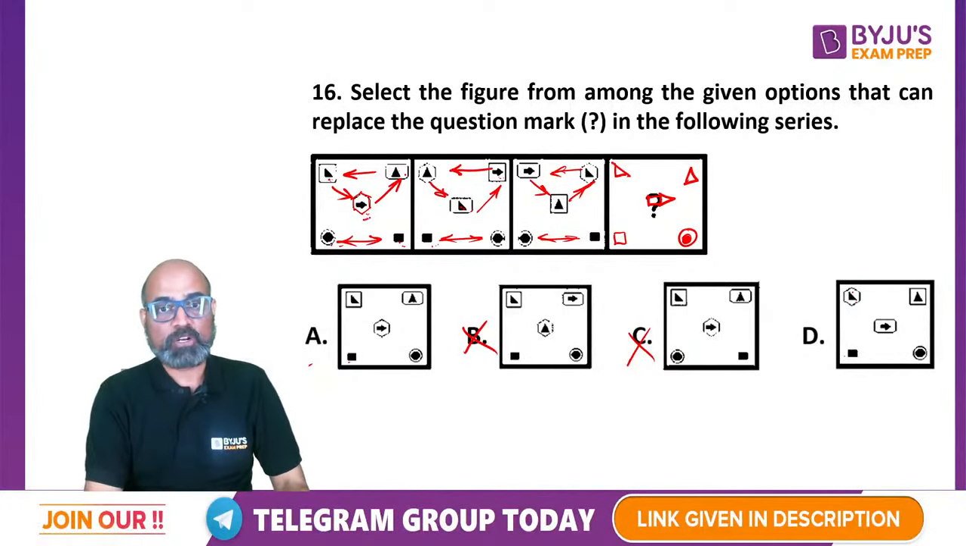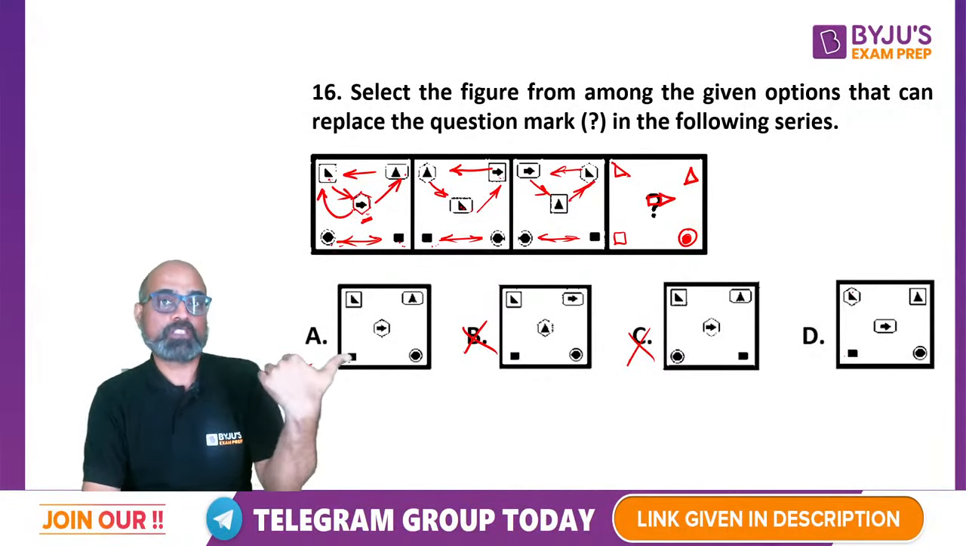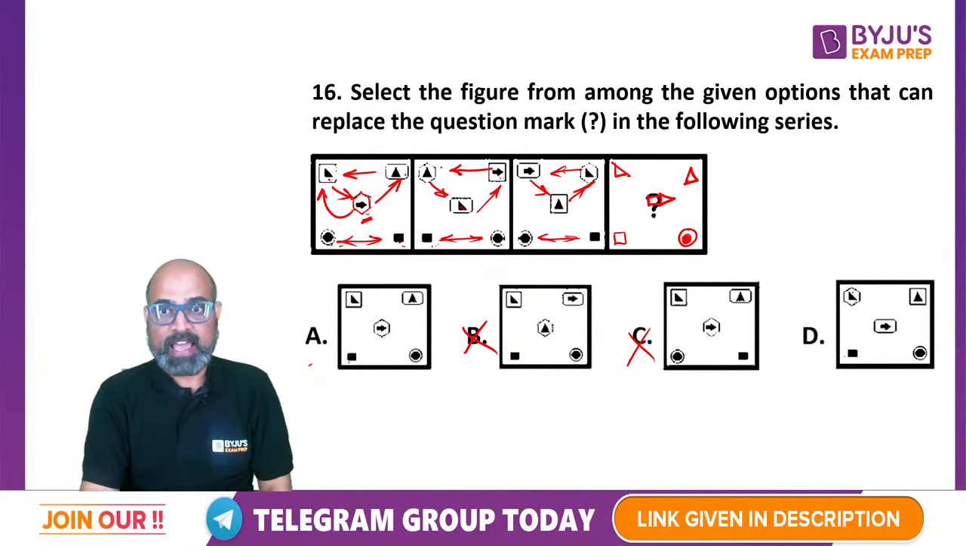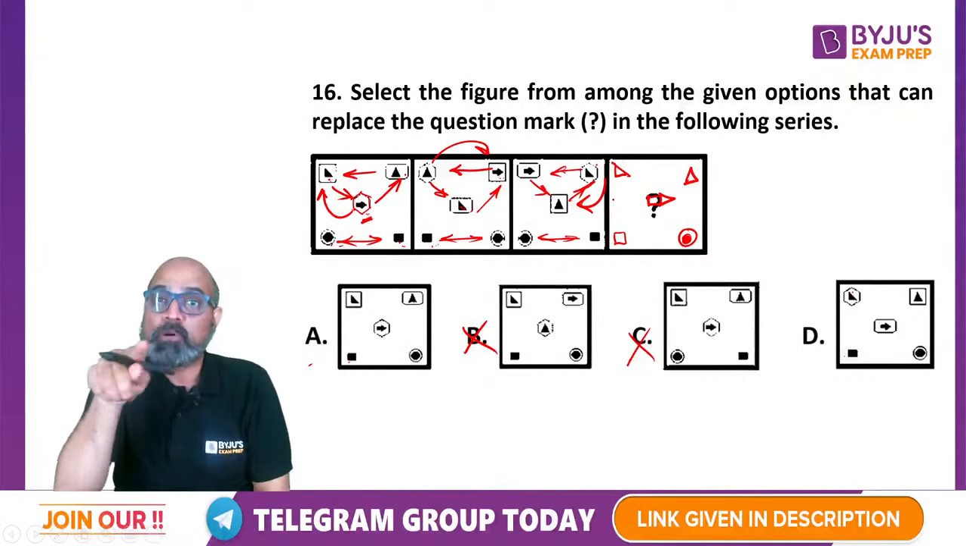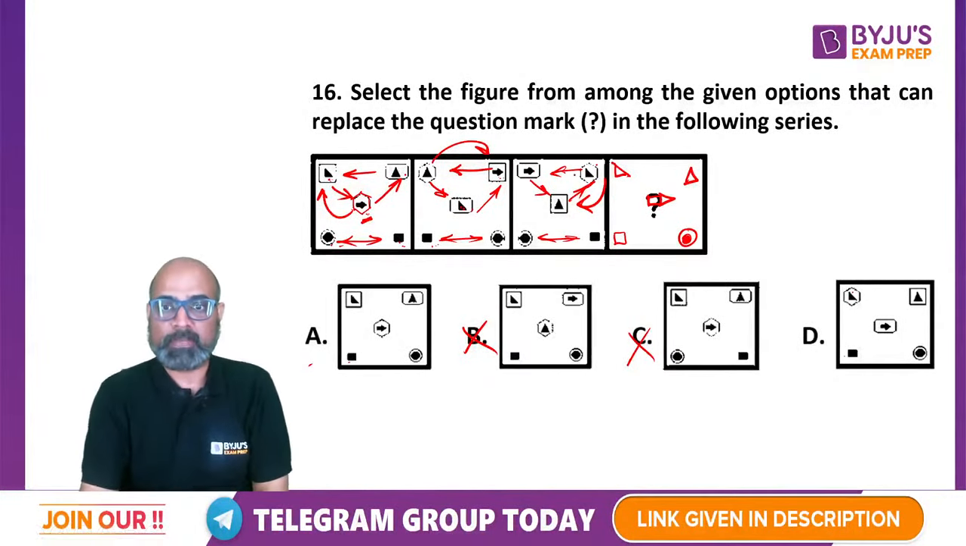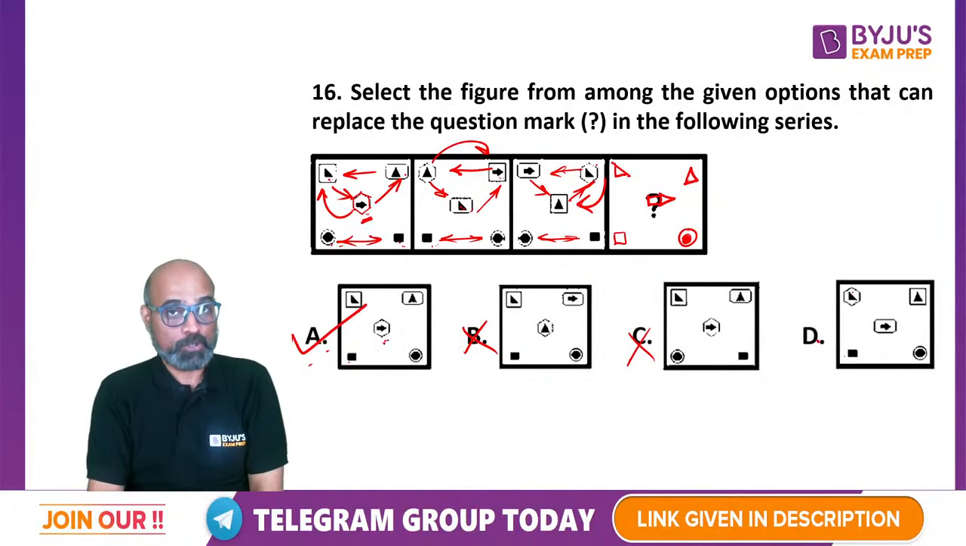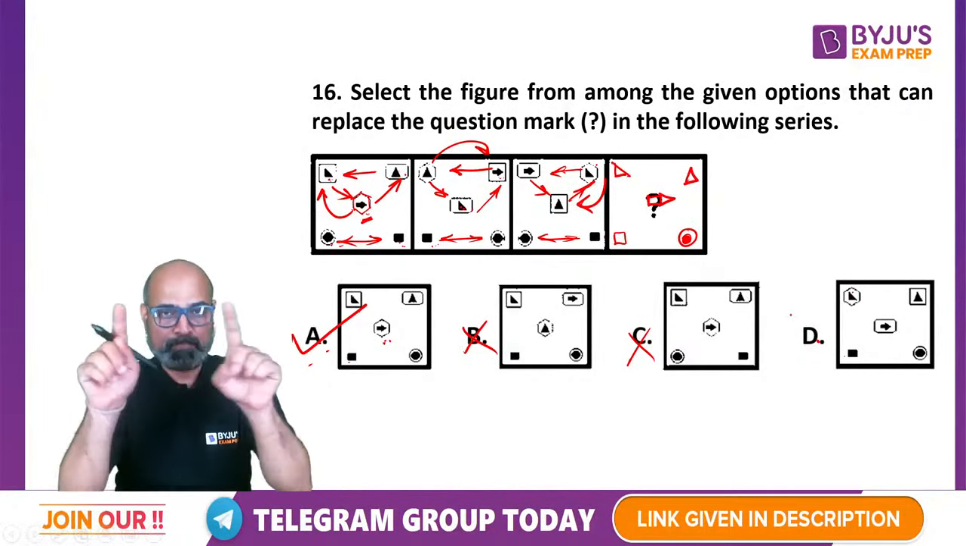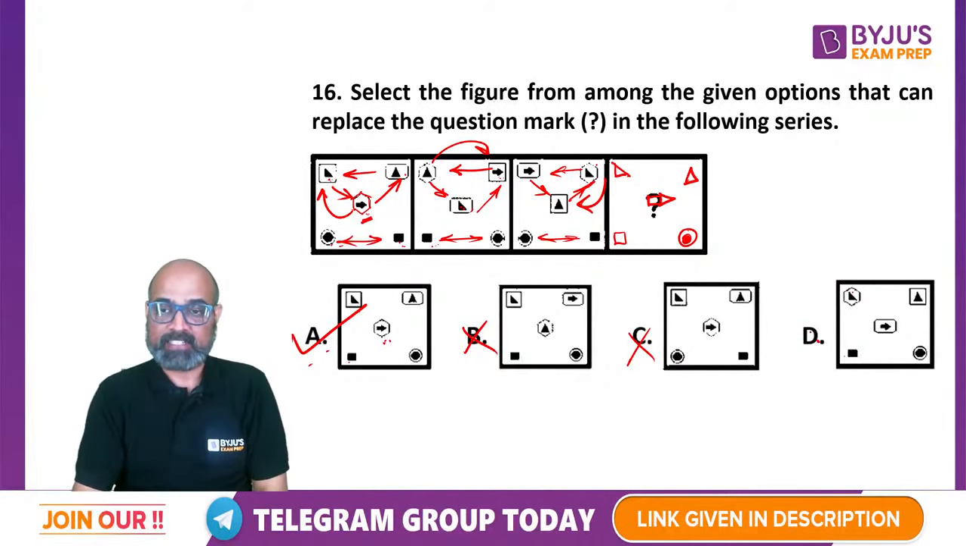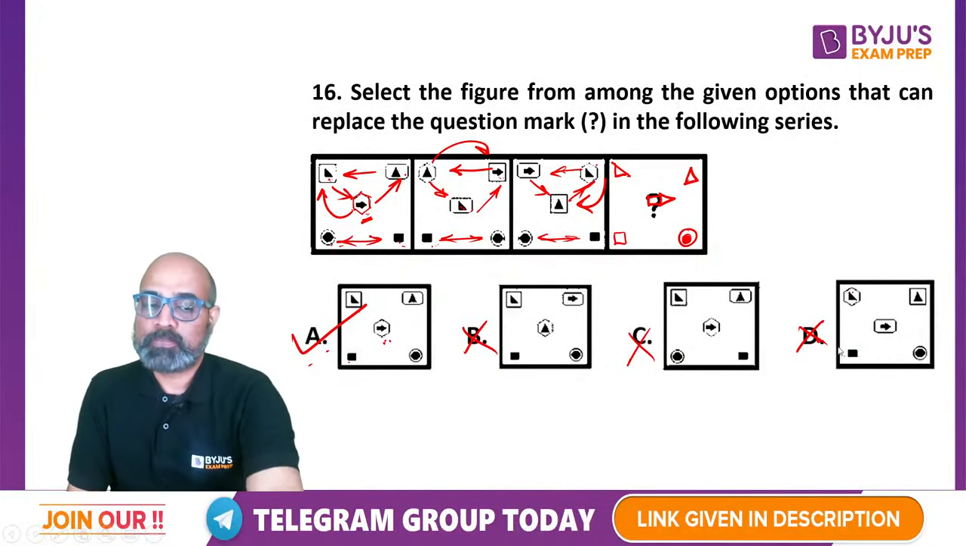So the hexagonal outer boundary was here at the center initially. In the next figure, it moved towards the northwest, and then it moved towards the northeast. Then going by the rotation, that outer boundary, hexagonal in nature, should come at the center. So between alpha and delta, you'll find that the hexagonal boundary is at the center. So A comes out to be your answer.